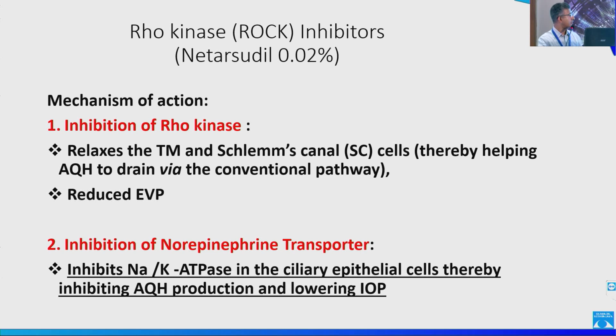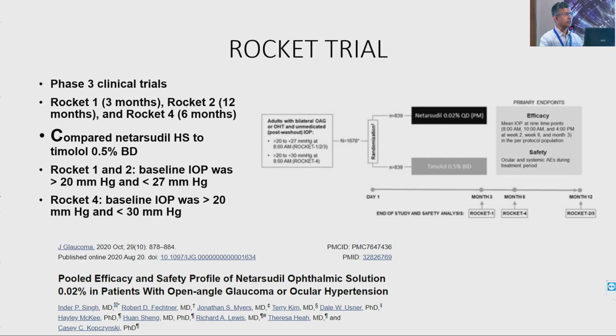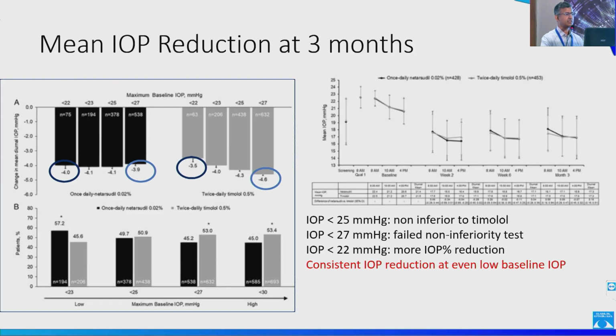What about netarsudil? So netarsudil, in addition to this, also is a norepinephrine transporter inhibitor, and therefore it inhibits aqueous humor production in addition to enhancing trabecular meshwork outflow. So the ROCKET trial was a phase 3 clinical trial which looked at netarsudil versus timolol, and they looked at people with pressures of between 20 and 32 millimeters, 20 and 27 millimeters of mercury, and in ROCKET 4 between 20 and 30 millimeters of mercury. Most drug trials actually include patients till 32 millimeters of mercury, and they start at about 24. So just keep that in mind when you listen to these results.